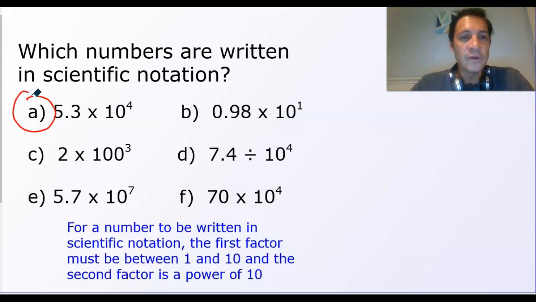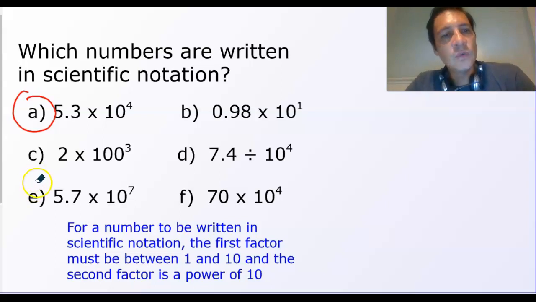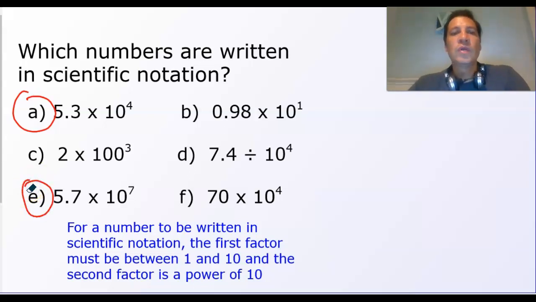Can you find the other number that is written in scientific notation here? If you said it was E, you are correct. First factor is between 1 and 10. The second is a power of 10.